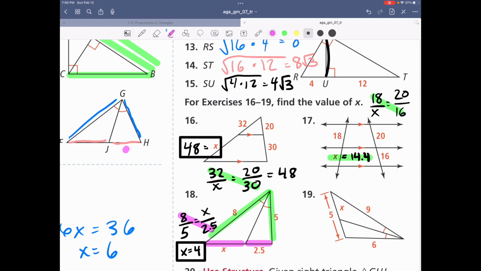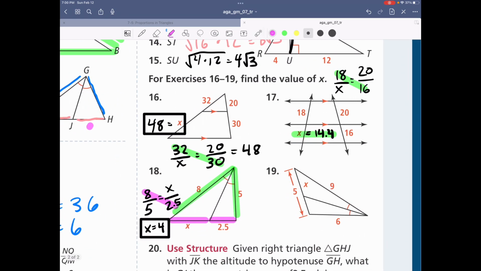And number 19, we're going to have to use a little bit of algebra. So we're trying to figure out what x is. This whole piece is 5. So this smaller piece is going to be 5 minus x. And now we can set up a proportion. 9 is to 6 as x is to 5 minus x. And we just have to cross multiply and divide. But like I said, we have to use some algebra. So when we multiply those, we'll have to distribute.